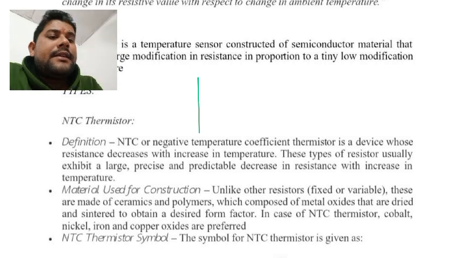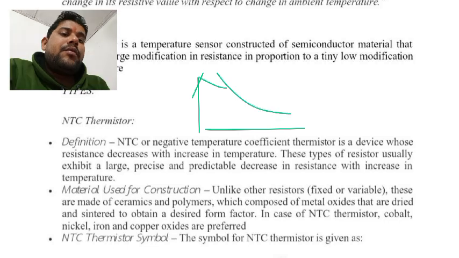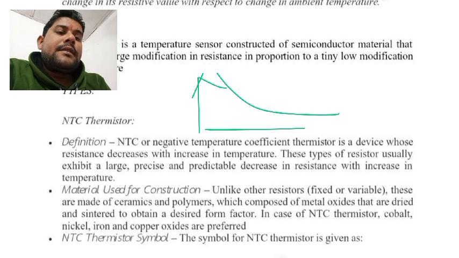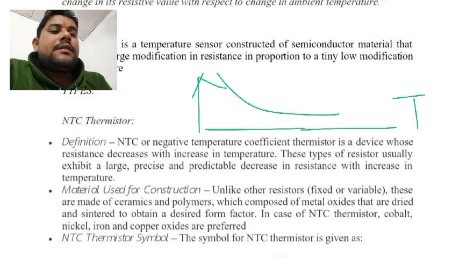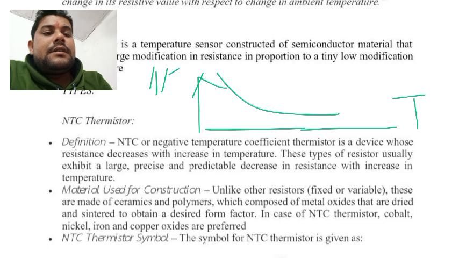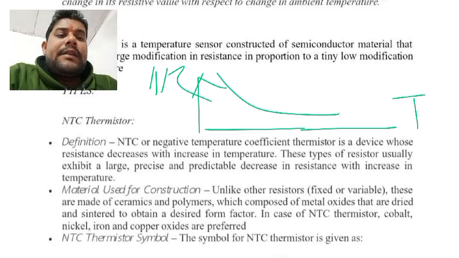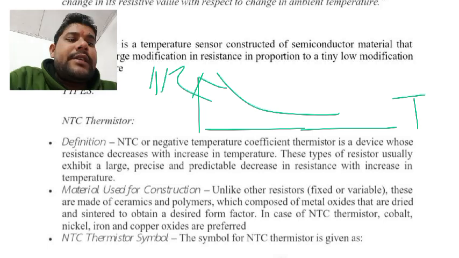NTC looks like this. You see this graph. Here temperature is on this axis and change in resistance is on this axis. So this is the NTC. If we increase the temperature, its resistance decreases exponentially. This is the NTC.